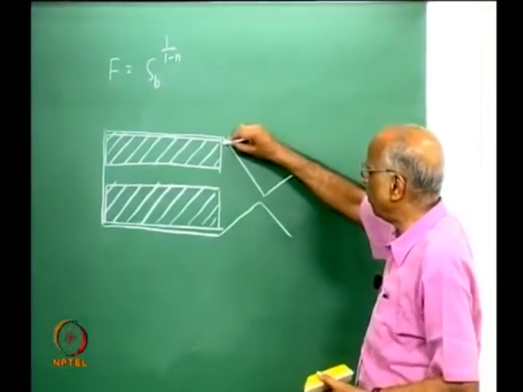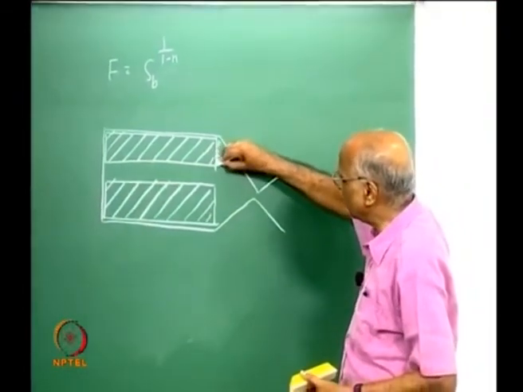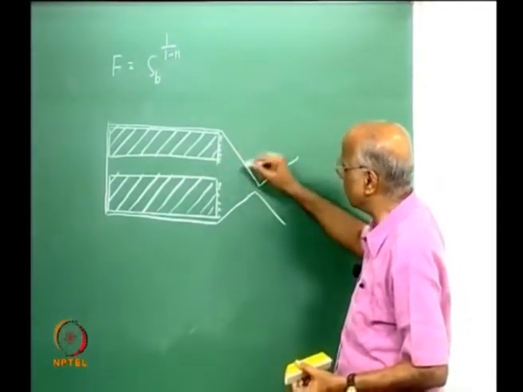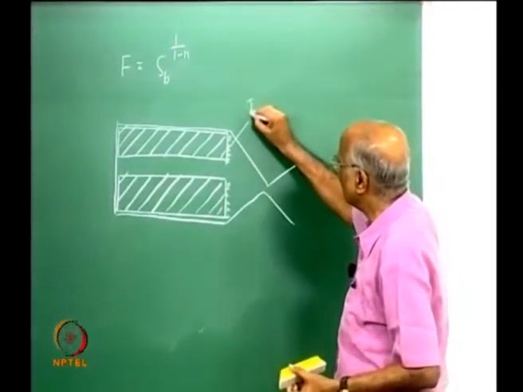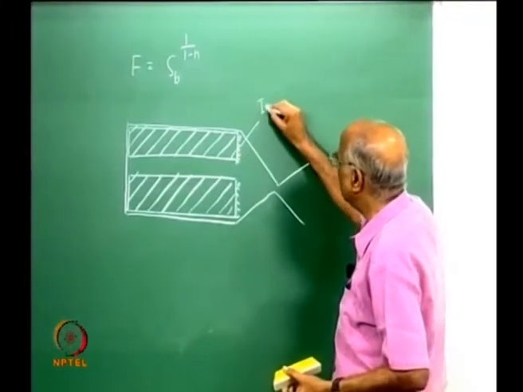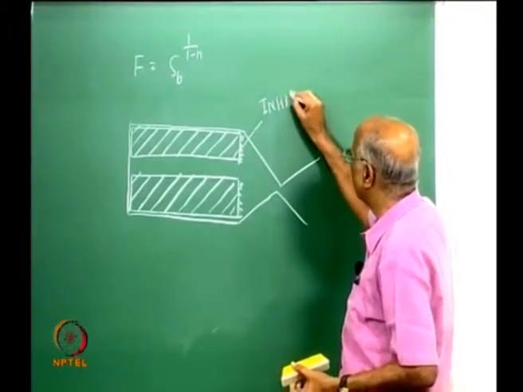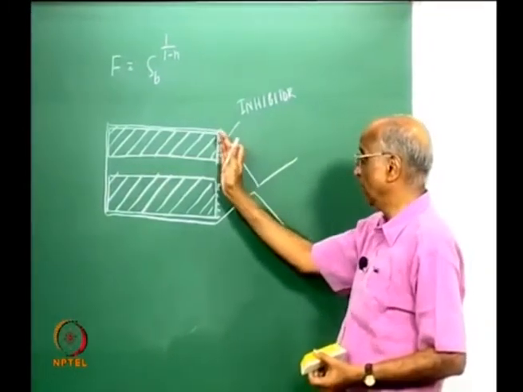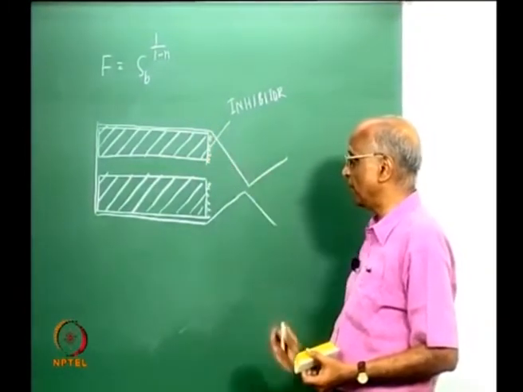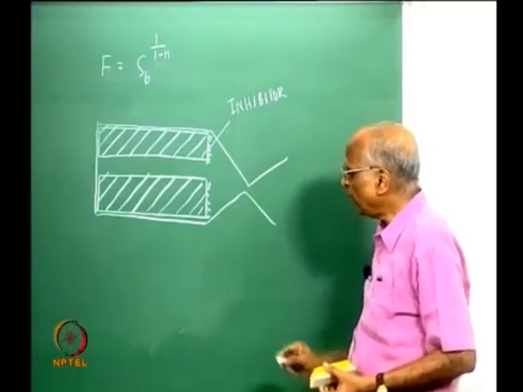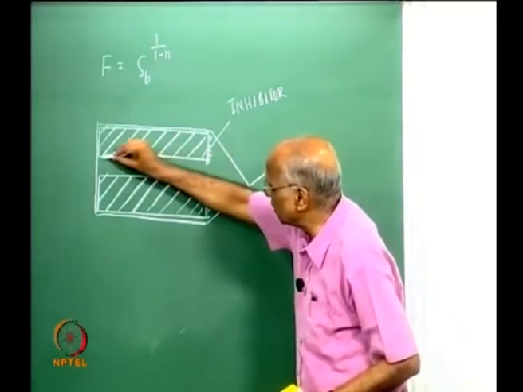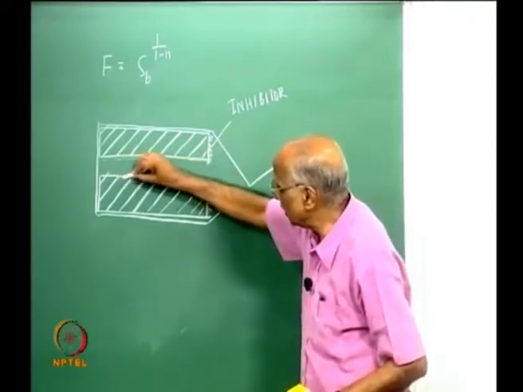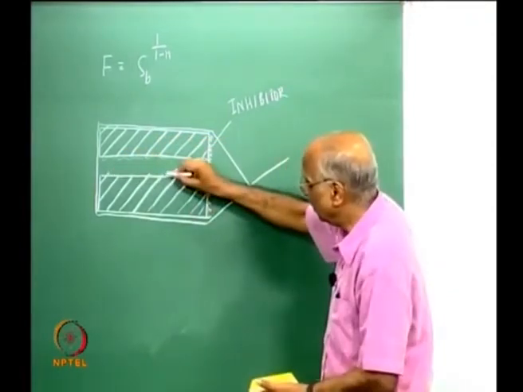I coat the propellant block here with some material which is an insulator, which will prevent it from burning on this side. We call it an inhibitor, something which inhibits burning. I coat it with a substance which will prevent the propellant from burning here. Then what I do is ignite this surface area, the inside surface area, both these areas.